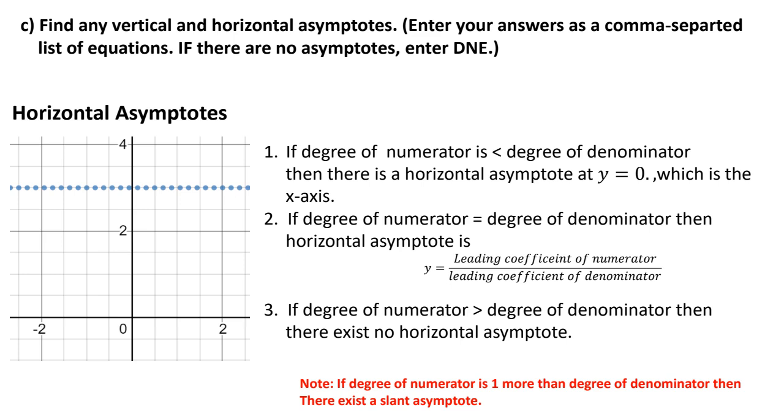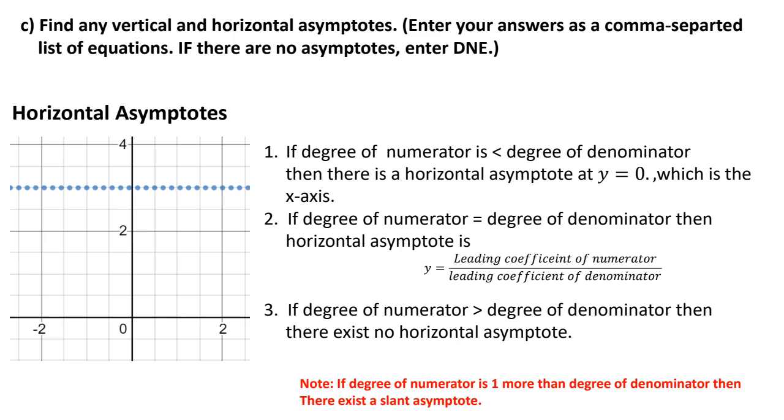And that value is given by the division of the leading coefficient of the numerator divided by the leading coefficient of the denominator. And that will give us what's called our horizontal asymptote. And then we have our third case: if the degree of the numerator is larger or bigger than the degree of the denominator, then there exists no horizontal asymptote, okay?